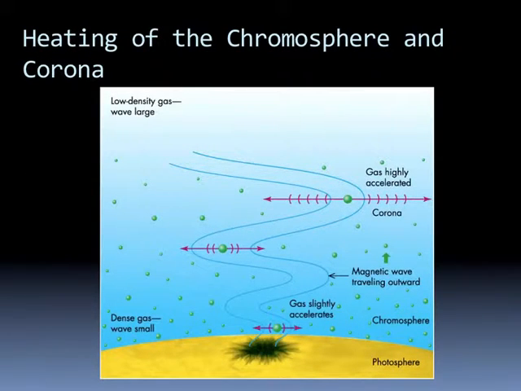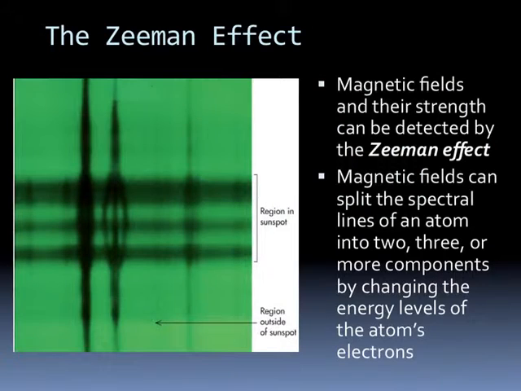So, as magnetic fields come out, you get this wave, and as this wave gets larger and larger in amplitude, it causes the charged particles to move back and forth at higher and higher speeds. Higher speeds means higher temperature.